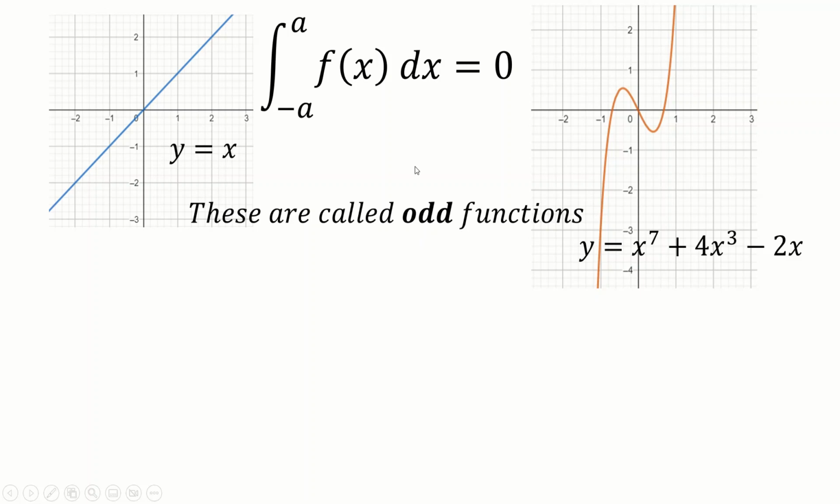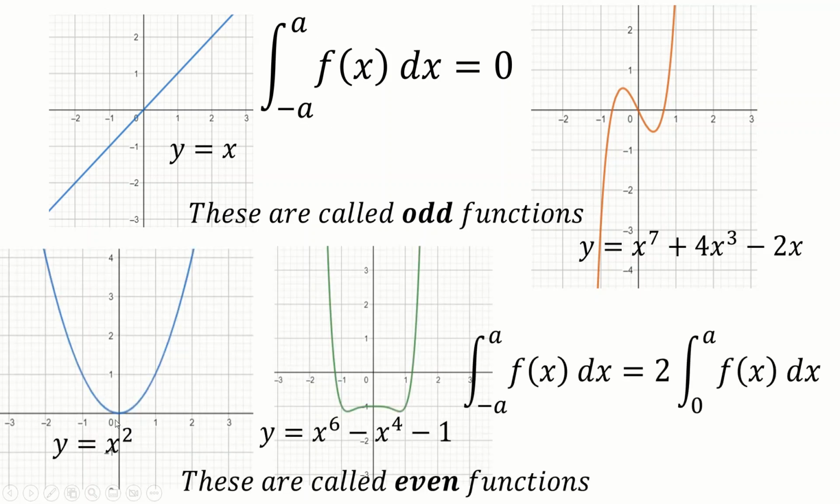These are called odd functions. And I talked about how this was quite a useful thing to know. And likewise for even functions, which are perfectly symmetrical around the y-axis, the integral between two symmetrical bounds like this is just going to be two lots of the integral on one side, because of course the integral on both sides is the same.